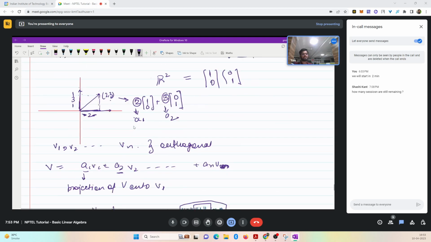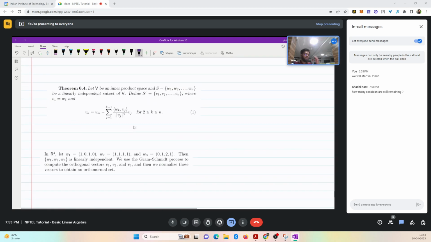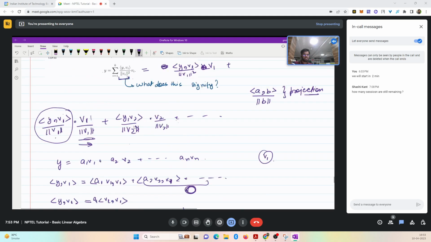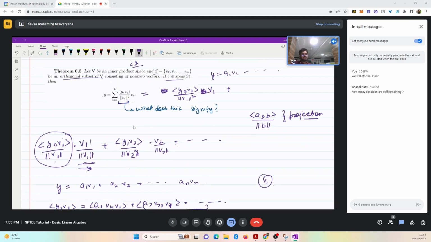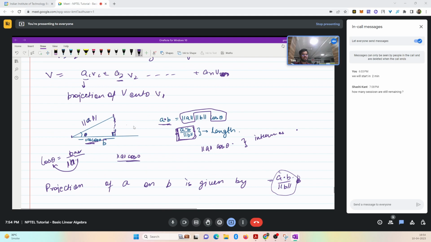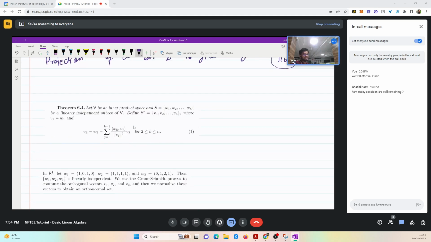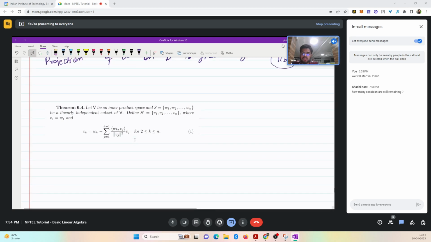Now we had this beautiful property if my v1, v2, ..., vn were orthogonal. What if my vi's are not orthogonal, but we are given that they are just linearly independent? Then how can we convert it into an orthogonal set? That is something that is given by the Gram-Schmidt process. I'll go through the process very slowly, and we will also try to solve an example of that.